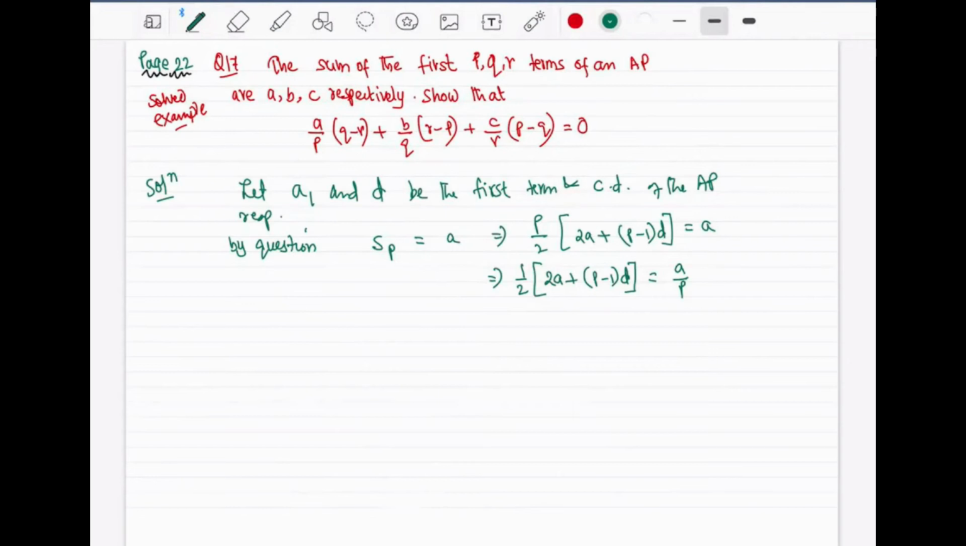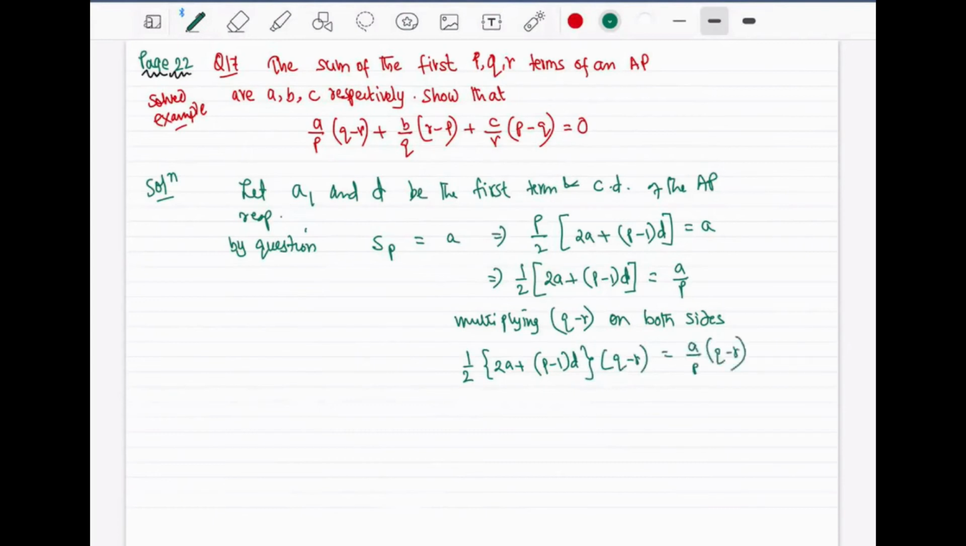Wait, one more thing. Is A by P enough? No, we have to multiply with Q minus R also. A by P we have obtained by ourselves, this part. So what about the missing part, Q minus R? Multiply it on both sides. So we will say here, multiply Q minus R on both sides. So we have here half, second bracket, twice A1 plus (P minus 1)D. We are multiplying this with Q minus R is equal to A by P times (Q minus R).